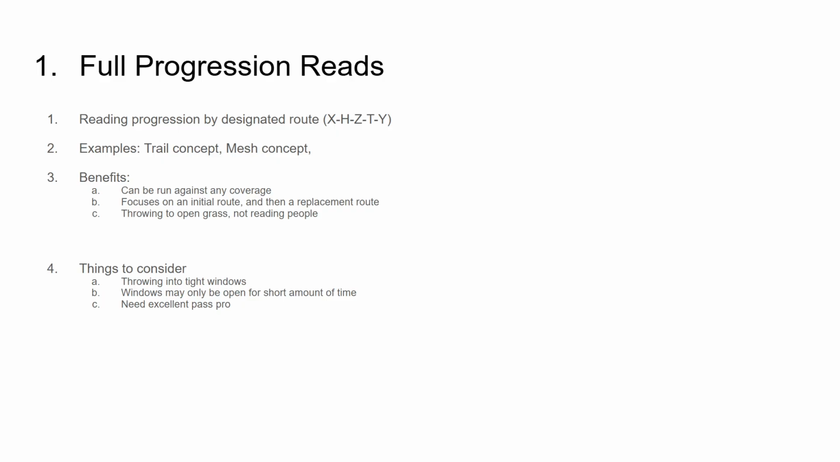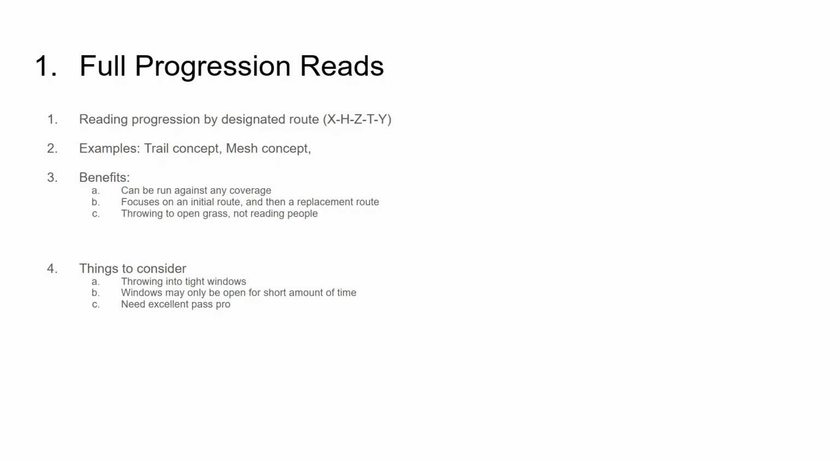So it focuses on initial route and then a replacement route. This could be like a crossing route where you're running across a Mike linebacker's face. He's going to be chasing horizontally, and then you're going to throw a dig behind him. And then we would have a trail route possibly. So you'll see that drawn up here in a second. The big thing here is that we're throwing to grass and not reading people. So this is kind of more traditional air raid stuff. You're basically finding the opening and throwing in that space.